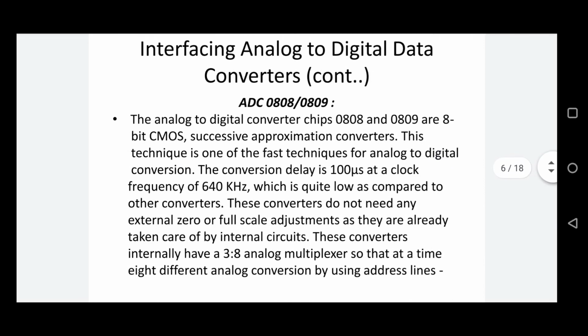Here we are using ADC 0808 or 0809. The IC chip is called ADC 0808/0809. This ADC is an 8-bit CMOS successive approximation converter. This is one of the fastest techniques for analog to digital conversion. The delay is in terms of 100 microseconds at a clock frequency of 640 kilohertz. This is the IC we are going to interface with the microprocessor.